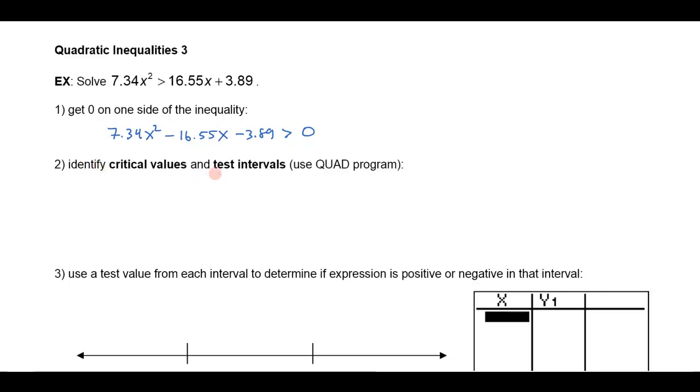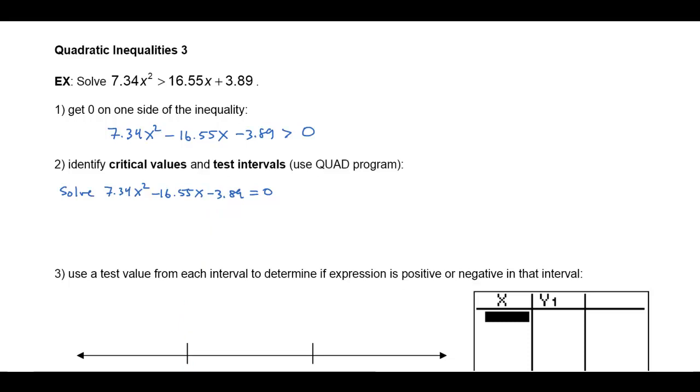In order to do that, I first need to identify the critical values, and the critical values are actually the solutions of the associated quadratic equation. So I'm going to go ahead and solve where 7.34x squared minus 16.55x minus 3.89 equals 0. Now in the previous examples we were able to just factor this, and that's really the significance of this example. It's not easily factorable, but I still want to find the critical values by just setting it equal to 0 and finding what those are.